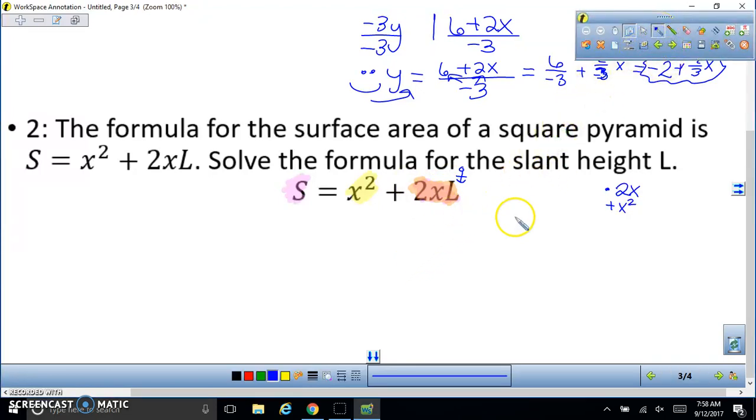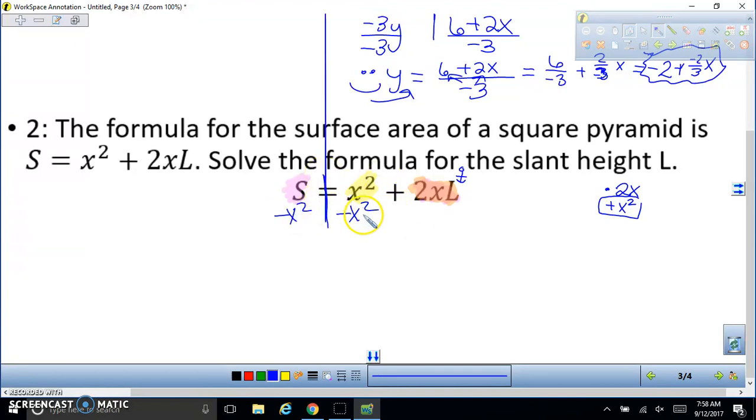So now we undo addition and subtraction first. So we're going to undo this x squared. How do you undo an addition of x squared? You take away an x squared. Here's your sides. Make sure you do both. Okay. S minus x squared. They are not like terms, so don't combine them. Just keep them separate. Equals 2xL. All right. We undid that.